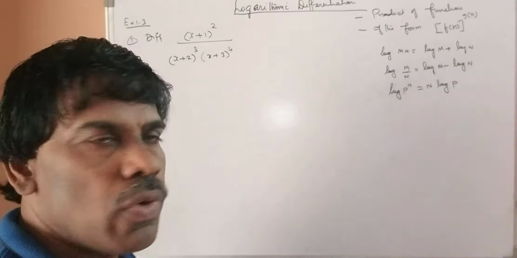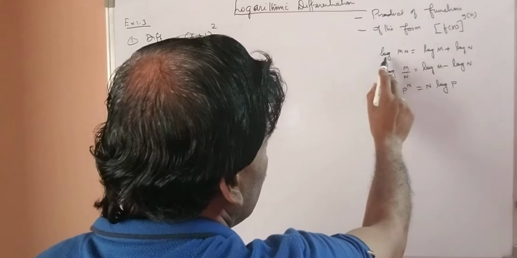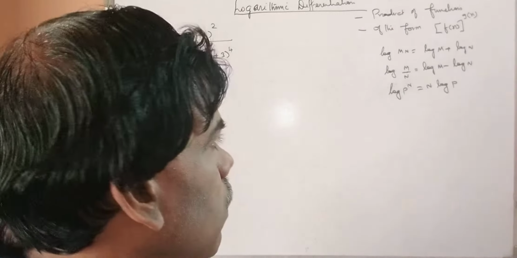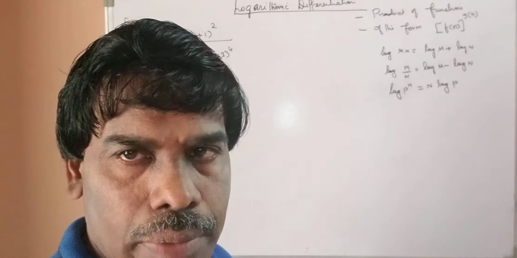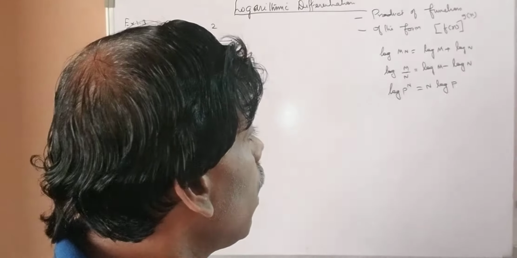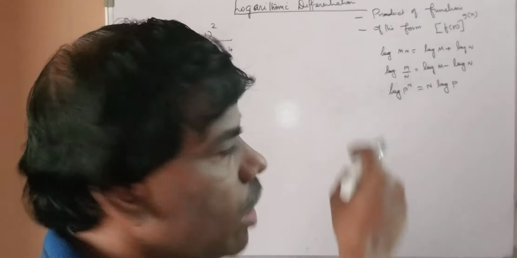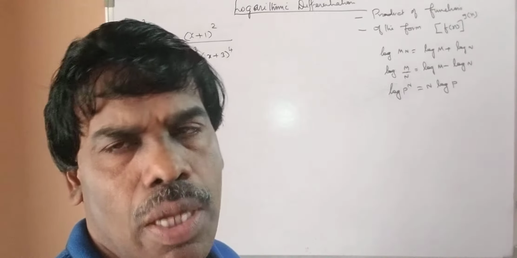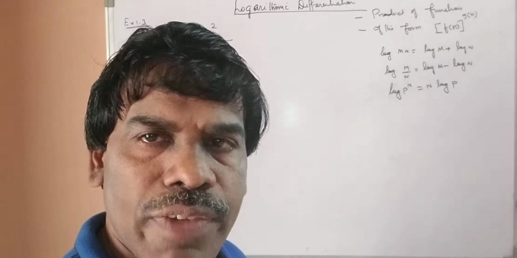Okay. So before going into that, you should know some basic formulas of logarithms. Log of mn equals log m plus log n. Log of m upon n equals log m minus log n. Log p raised to n means n log p. These properties or rules will be used very often in this chapter. Then only you will be able to understand. Don't worry, it is very easy.